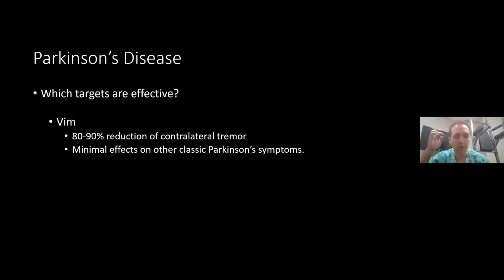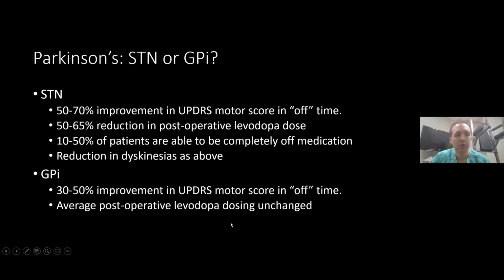Some people are using it for Parkinsonian tremor and then adding another lead. We don't do that here, but some people do, but obviously you're not going to get the same kind of effects on the other Parkinson's symptoms. So then it's really between these two, the STN and the GPi, which are the two big targets.